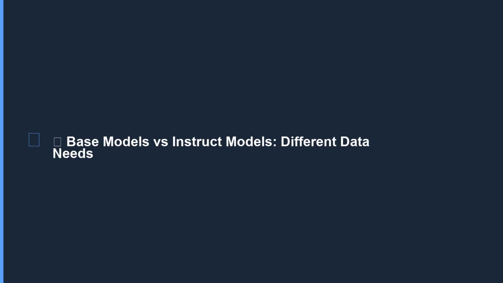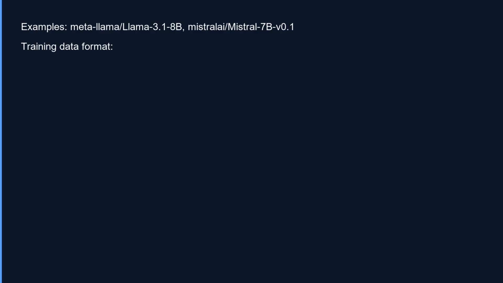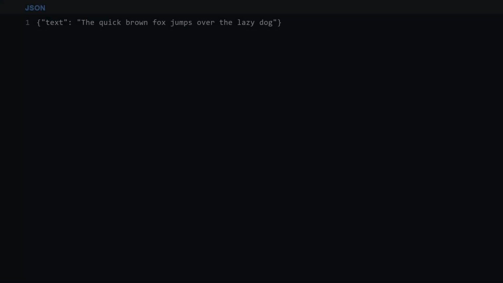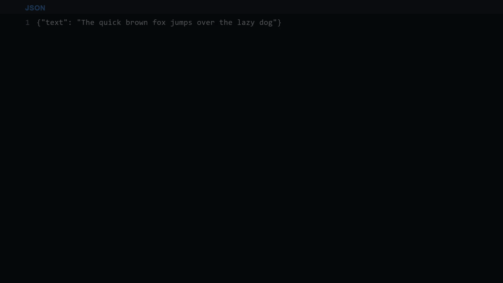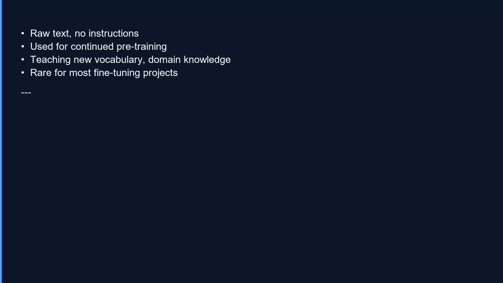Let's now look at base models versus instruct models, different data needs. Let's now look at base models. Examples: meta-llama, Llama 3.1 8B, Mistral, Mistral 7B, Yi, Falcon. Training data format. Here's the JSON code for this section, starting with text. The quick brown fox jumps over the lazy dog. Raw text, no instructions. Used for continued pre-training. Teaching new vocabulary, domain knowledge. Rare for most fine-tuning projects.